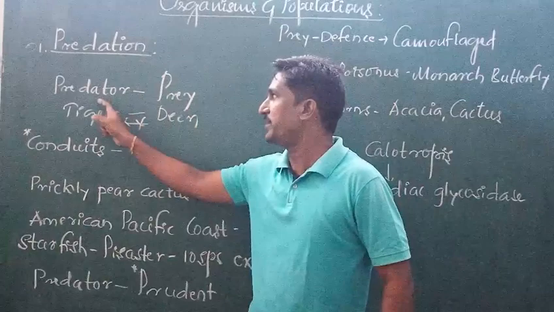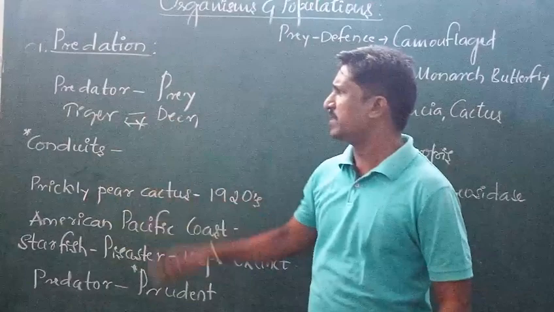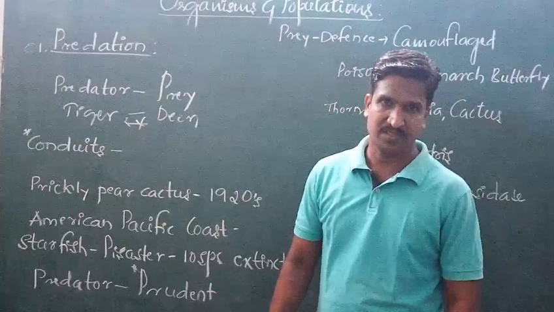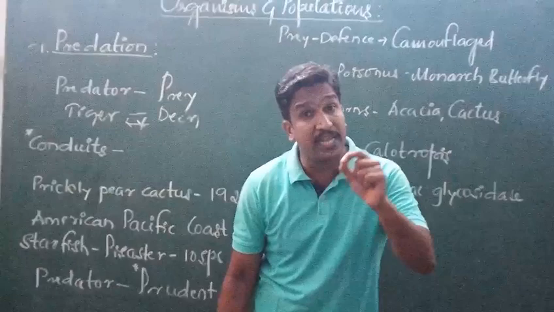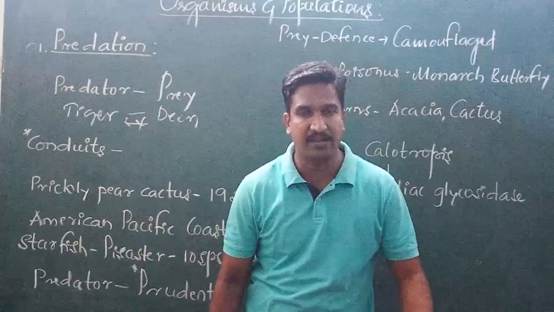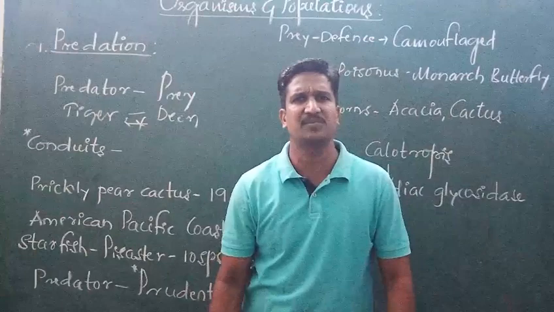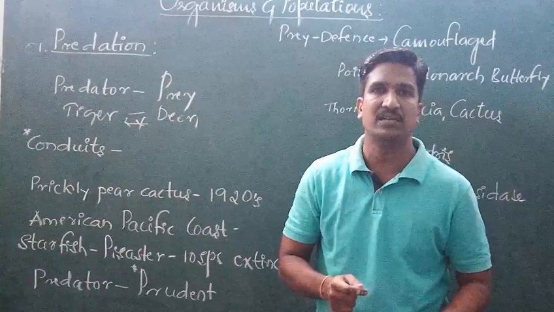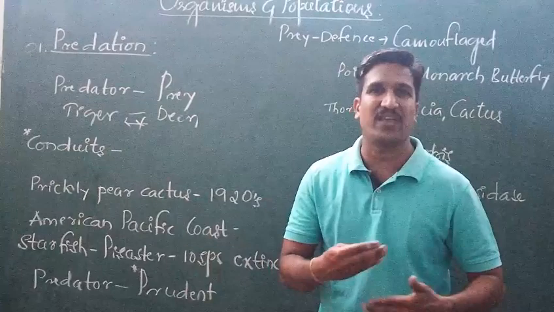Here, it is not only the example of a tiger eating a deer. A sparrow eating seeds is also a predator and prey relationship. A grasshopper eating grass is also predation. A human being eating rice is also a predator and prey relationship. A human being eating chicken, you are cutting and eating, you become a predator and that chicken becomes prey.